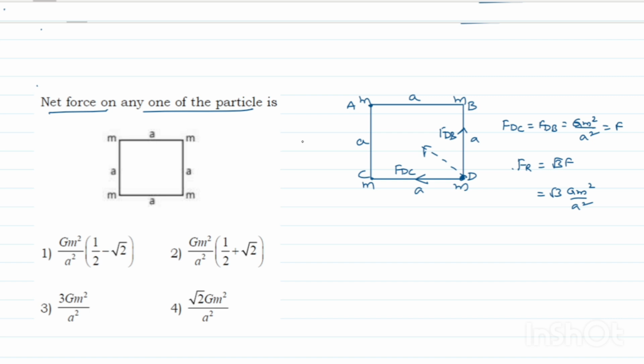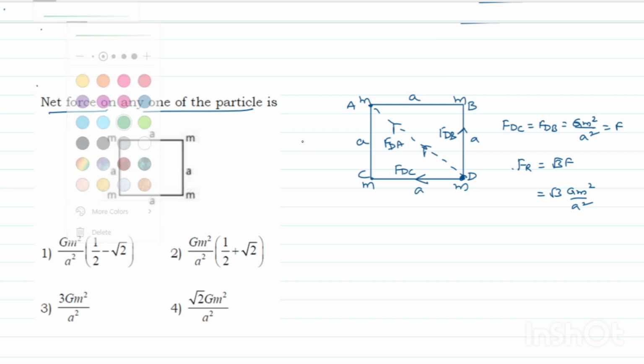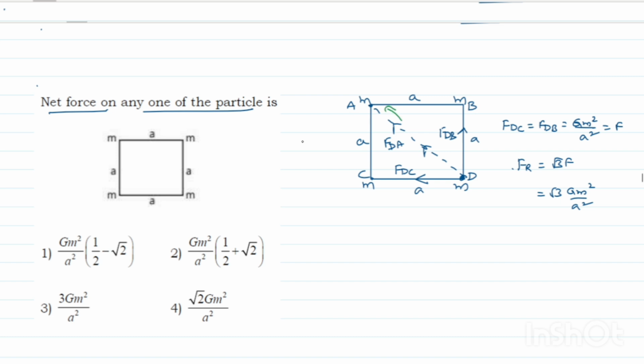Particle A is attracting particle D along this direction. This is FDA, also along this direction, but the distance of separation between A and D is root 2 a. Then FAD is equal to G m into m, that is m squared, by root 2 a whole squared, which is nothing but G m squared by 2a squared. So this is nothing but root 3 F.